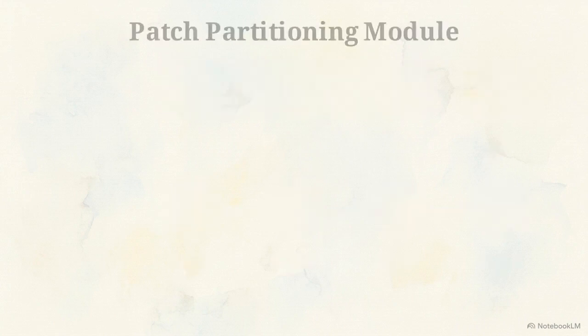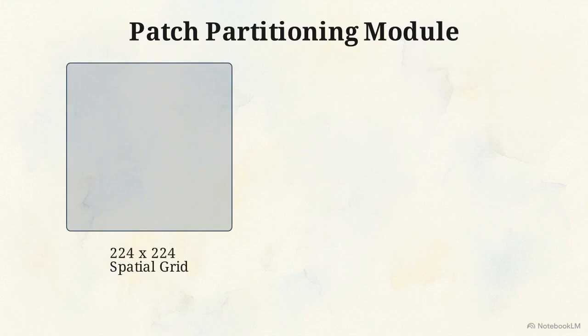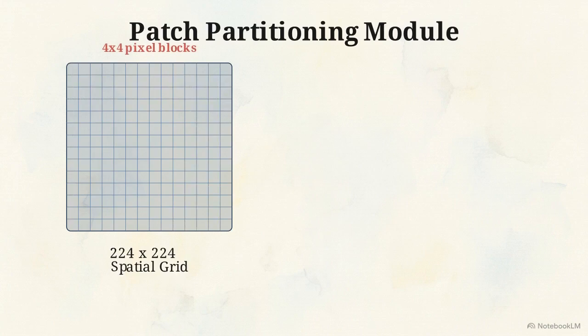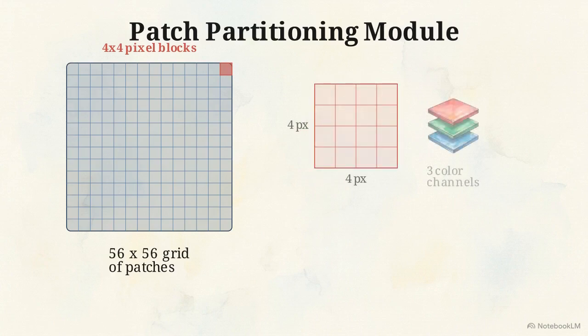This diagram demonstrates the initial patch partitioning module. The raw 224 by 224 spatial grid is sliced into highly granular, non-overlapping 4 by 4 pixel blocks, resulting in a dense 56 by 56 grid of localized patches. Because each block spans 4 pixels vertically, 4 pixels horizontally, and contains 3 physical color channels, the uncompressed raw feature dimension of a single patch token evaluates exactly to 48.